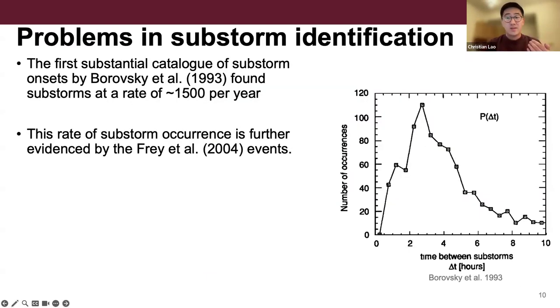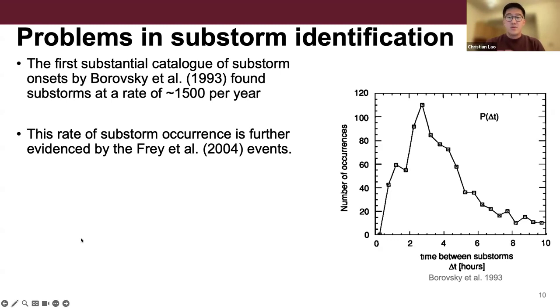Furthermore, the advent of automated schemes has presented another issue. Before talking about it though, it's important to discuss the first substantial catalog of substorm events by Borovsky et al. 1993, where they found substorms at a rate of about 1,500 per year, which corresponds to a mean waiting time, or mean time between successive substorm onsets, of about 5.7 hours.